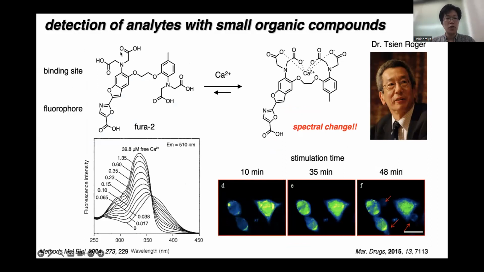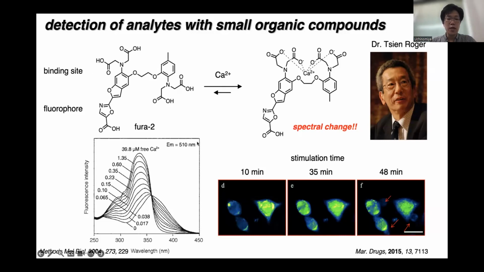So this fluorescent compound, called Fluo-2, consists of a binding site and a fluorophore. So here is the binding site for the calcium ion. This compound binds with the calcium ion, which causes a spectral change of fluorescence. So this is the spectral change of fluorescence, and with this probe, we can conduct live cell imaging of calcium ion inside the cell.